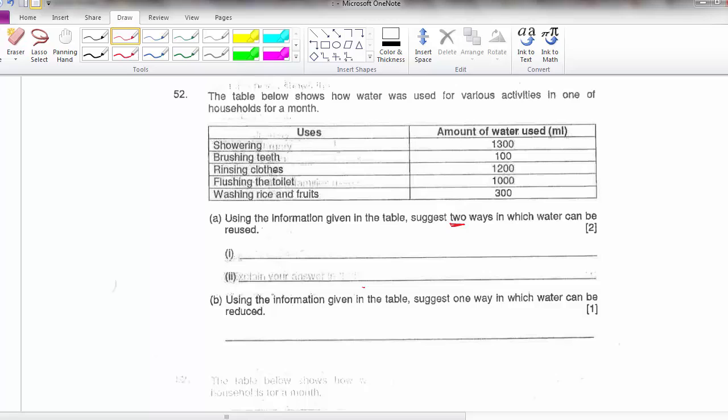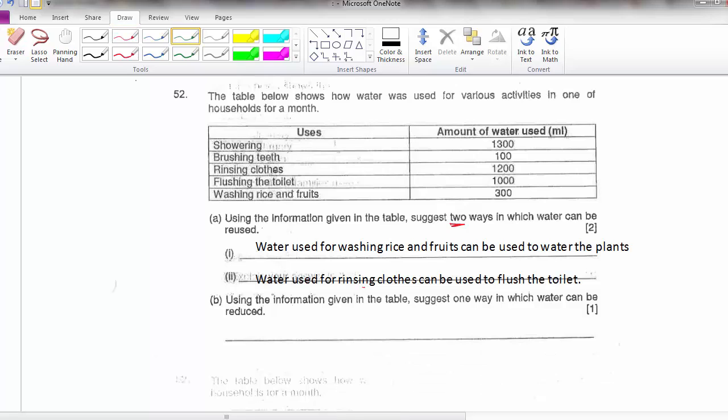So if you look here, if you want to reuse, well, one way is to use the water that I used to wash rice and fruits and to use it for something else, like watering the plants. Same thing, rinsing the clothes, I can actually reuse it for something else. So these are the 2 ways I can reuse water. Okay, so water used for washing rice and fruits can be used to water the plants. Water used for rinsing clothes can be used to flush the toilet.